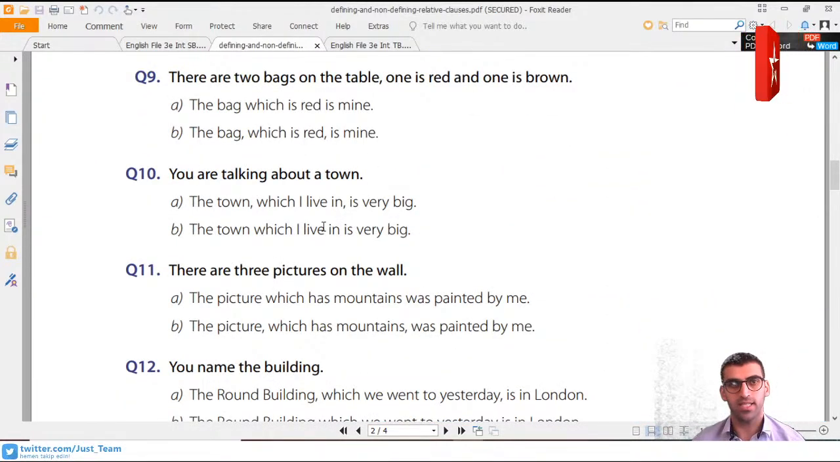Next one. There are 2 bags on the table. One is red and one is brown. The bag which is red is mine. So, question number 9.